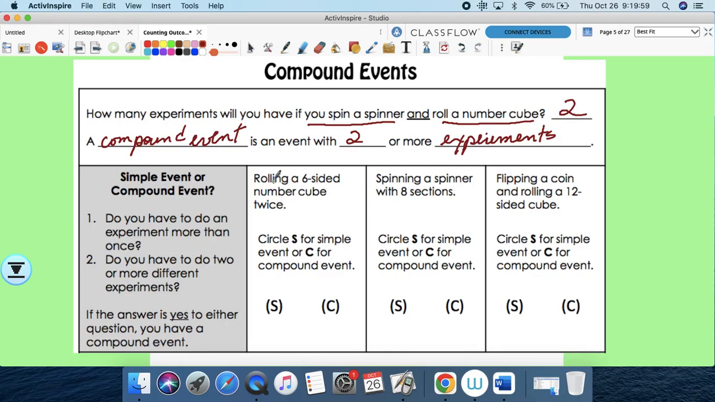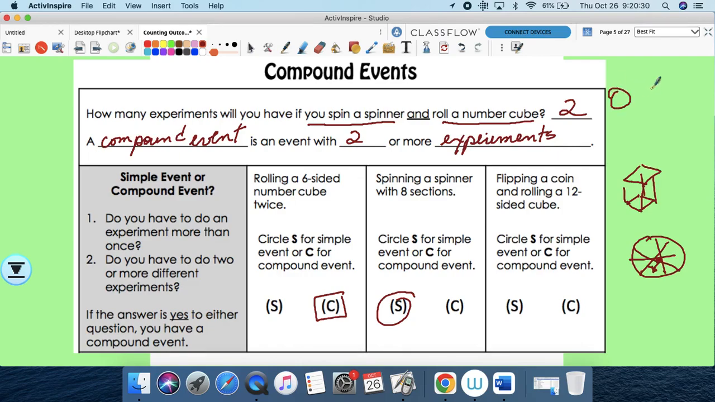Let's look at this one. So rolling a 6-sided number cube twice. If I roll this cube 2 times, is that simple or compound? Well, it would be compound. There's a spinner with 8 sections. If I spin it 1 time, is that simple or compound? Flipping a coin and rolling a 12-sided cube. I don't know how to draw a 12-sided cube, but you have a coin and a cube. So this is 2 experiments, so that would be compound.